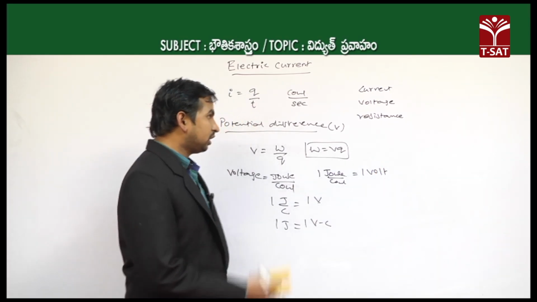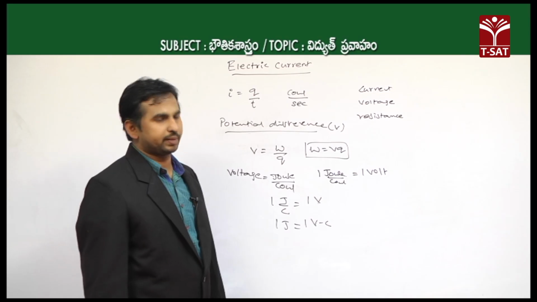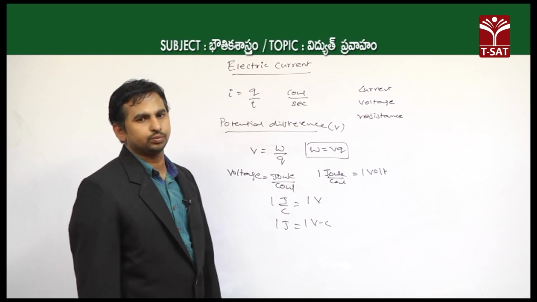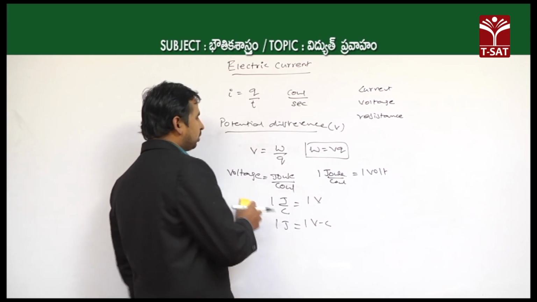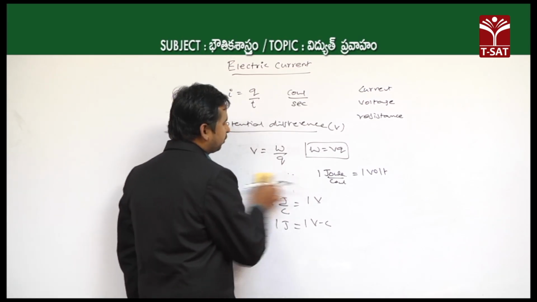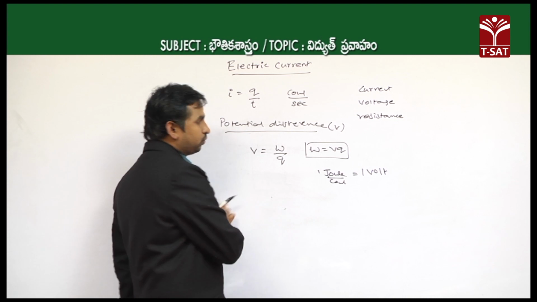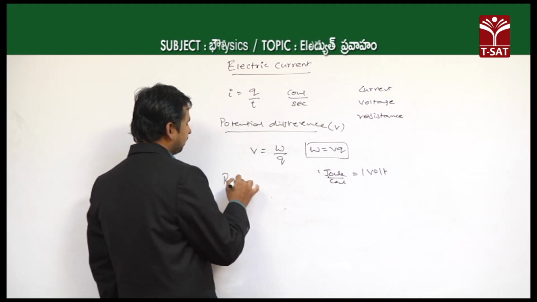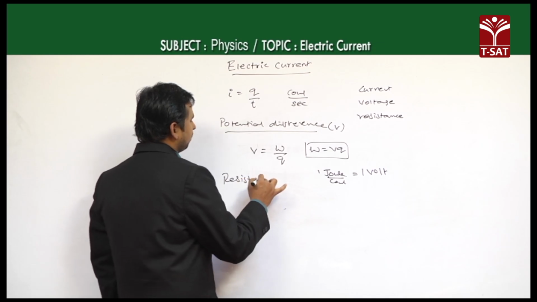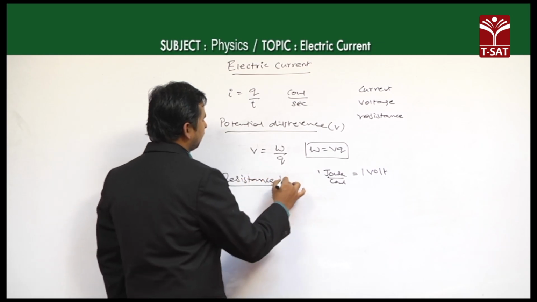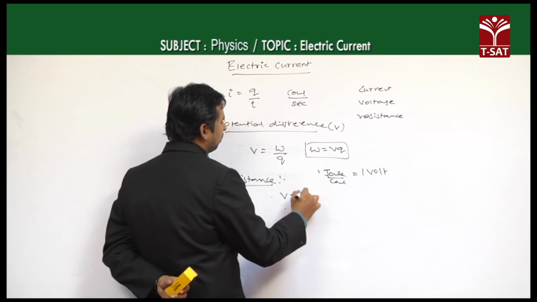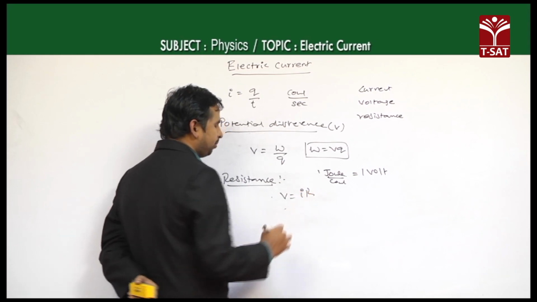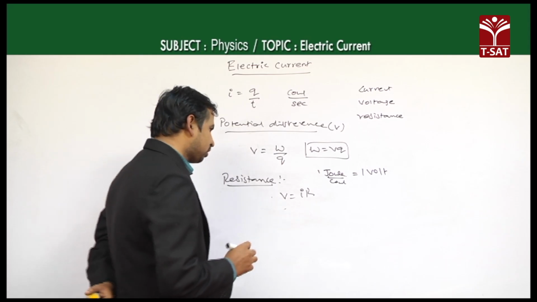And the third one is resistance, and its unit is ohm, because according to Ohm's law we have V is equal to IR. In the case of resistance, we have V is equal to IR, where V is the voltage, I is the current, and R is the resistance here.